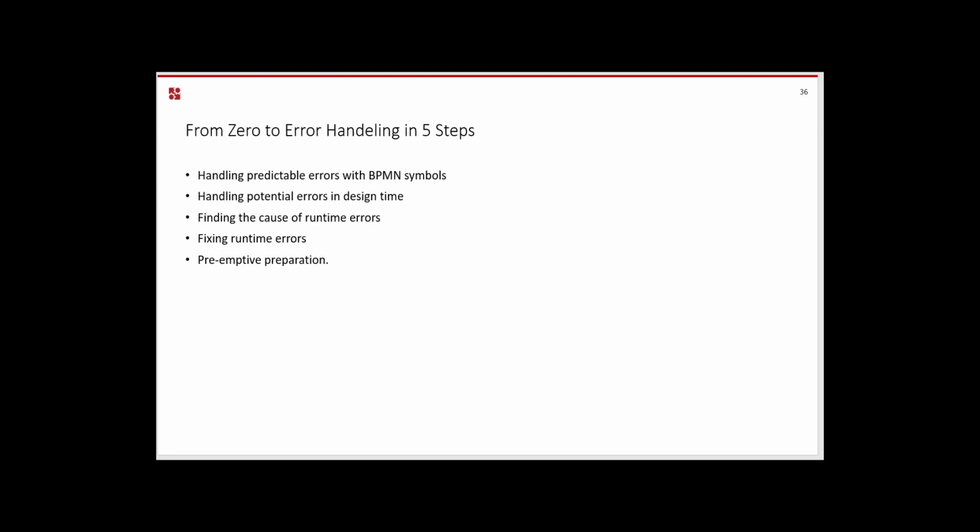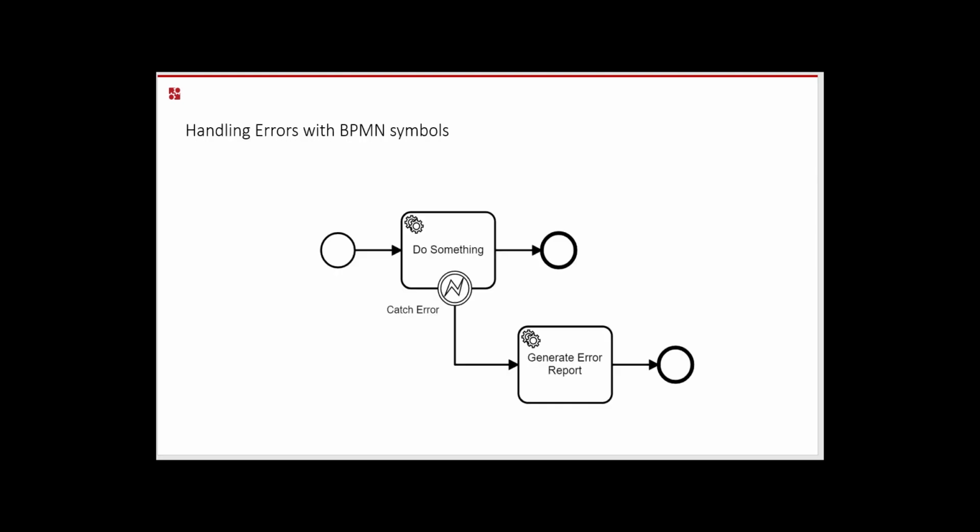What we'll actually be learning is how to handle predictable errors using symbols that exist in BPMN, handling potential errors in design time. So these are things that may occur during your process, but you can plan for them before you deploy. Finding the cause of errors in runtime and also fixing those errors, because once an error does happen in runtime, you don't want to have to just destroy everything and start again. And also doing preemptive preparation to acknowledge that some things could happen and know how to prepare for them.